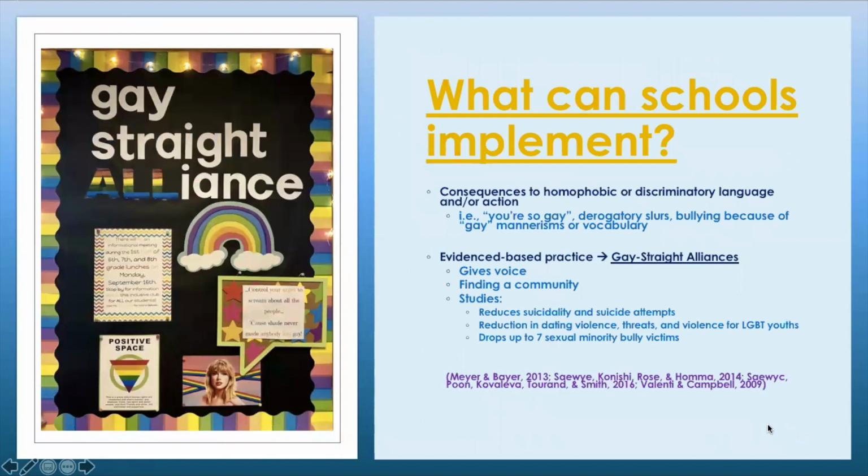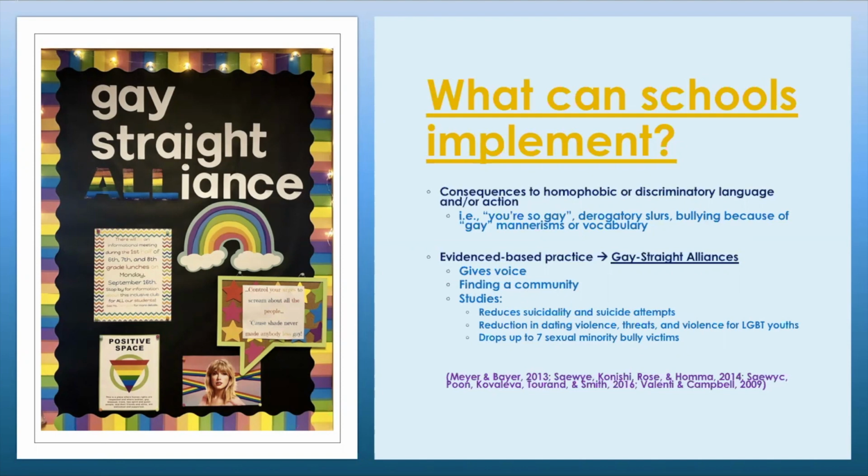So what can schools specifically implement outside of just the classroom in terms of school boards? Well, one is consequences for homophobic language or action. So if you hear a child say you're so gay or other slurs, or actually bully another child for mannerisms or vocabulary that's quote unquote gay, you want to have consequences set in place right away, like written or verbal apologies, suspensions, detention, or expulsions. This is important for the victim to feel heard and understood.